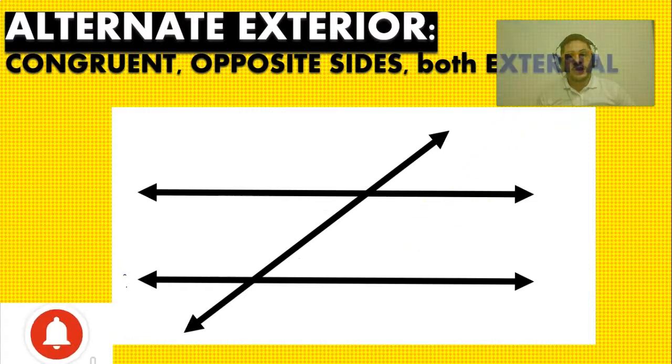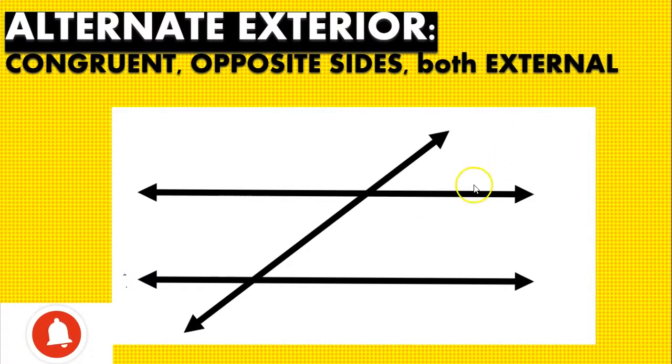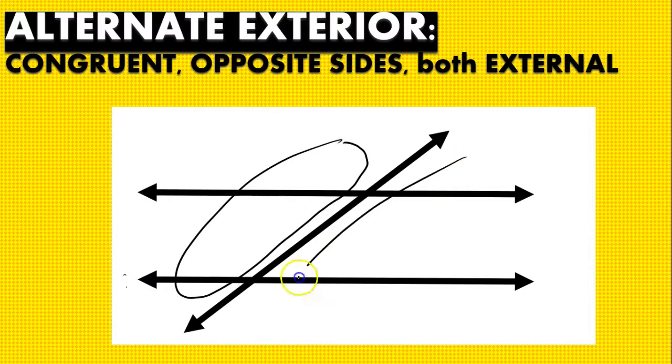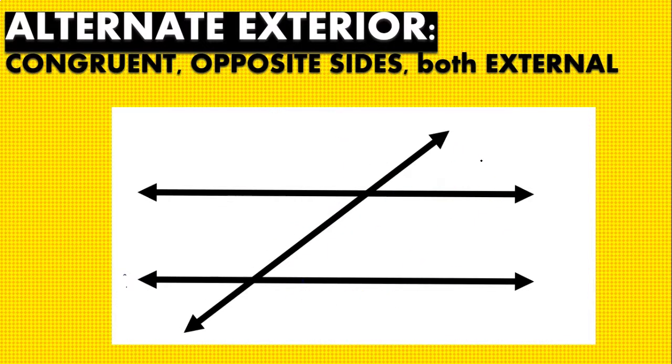The first one we're going to be taking a look at is alternate exterior angles, which are congruent angles. That means they have the same value of measurement. They are on opposite sides and they are both external, right? So these two angles are going to be external angles as well as these two. And then these 4 ones are going to be internal angles. So we have 4 internal and 4 external. Also, we have the ones on the left and the ones on the right.